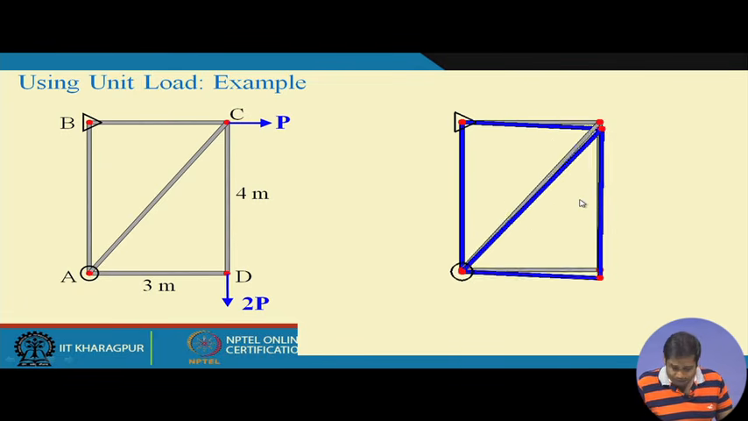Okay. So, that is how we can apply the unit load method in truss. We will discuss more on the principle of virtual work and its application to different structures. Okay, but as far as today's class is concerned, we stop here.